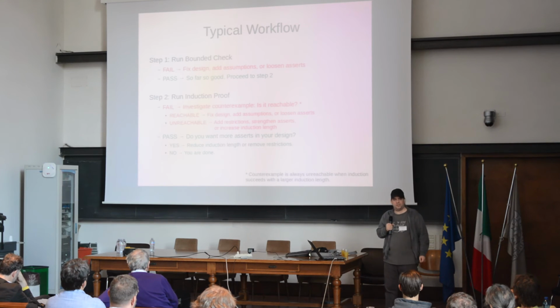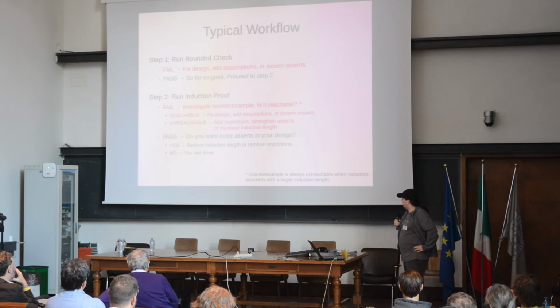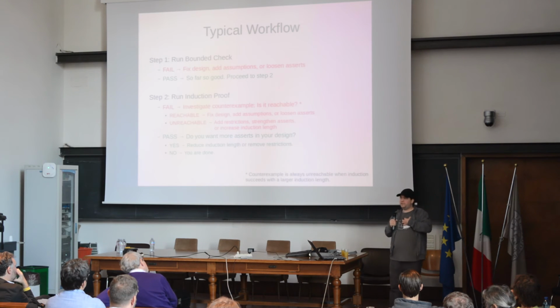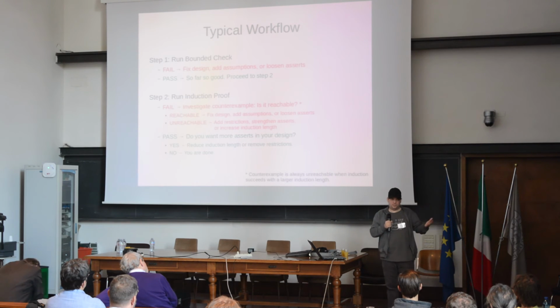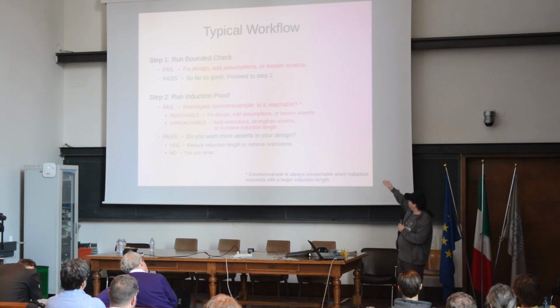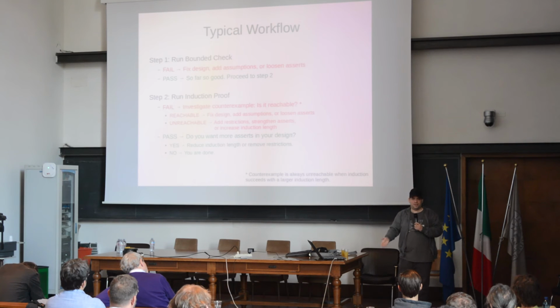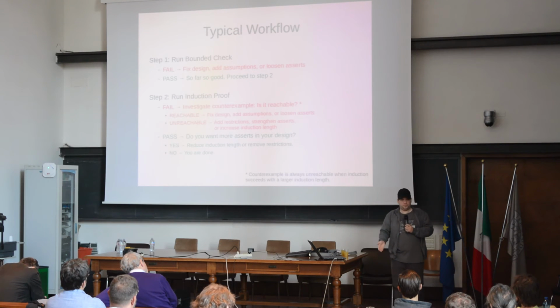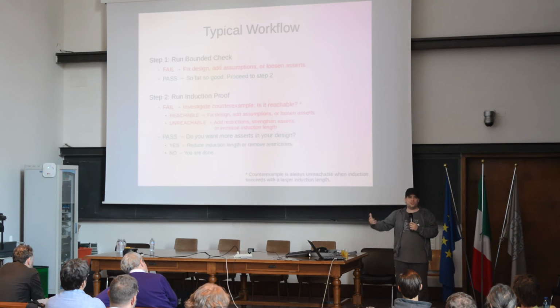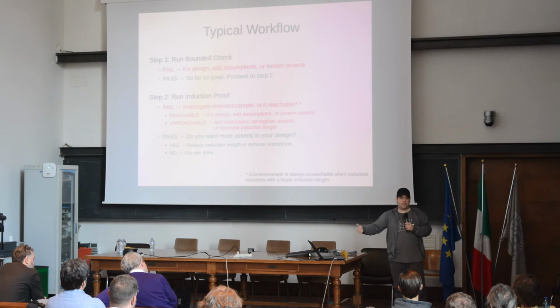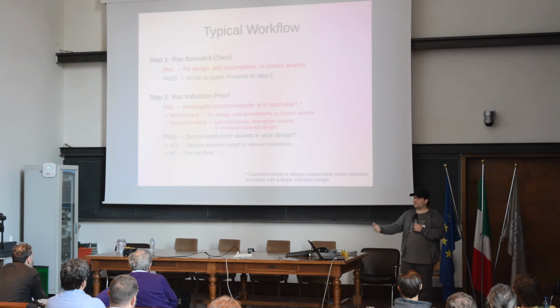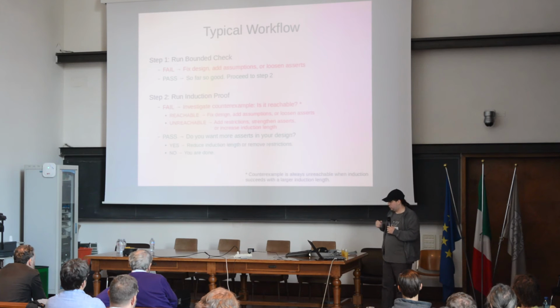That's now SMTBMC -i. So if that fails, we have to investigate the counterexample, and we have to decide, is this reachable or is this unreachable? And if it's reachable, we have exactly the same thing as before. If it's reachable, there's a problem, either in the design or in the specification. If it's unreachable, we have to find a way to explain to the solver why it is unreachable. And we do this by adding additional assertions. For example, by breaking the loop, which I've shown before.